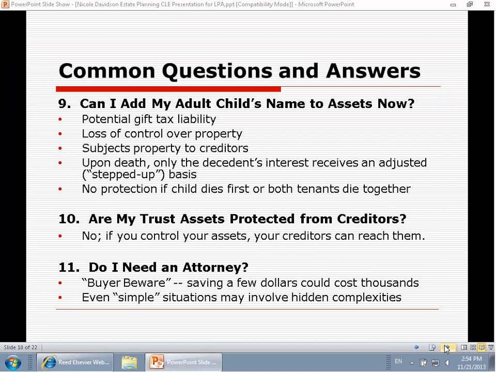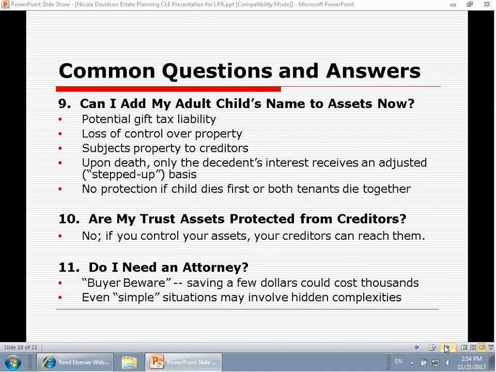Another less thought of reason would be that there is no protection if that child dies first, or what would happen if both of the owners would die together. Now there's no plan in place. There's no one left to manage the property or to inherit it.